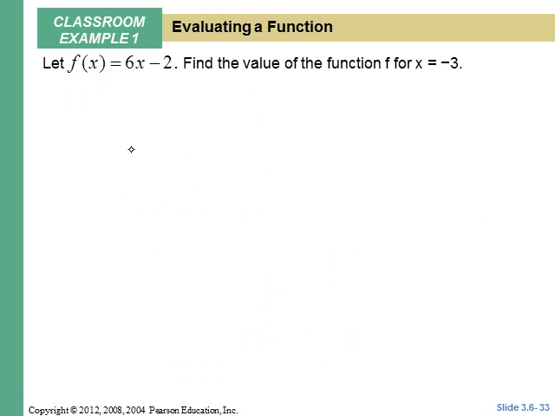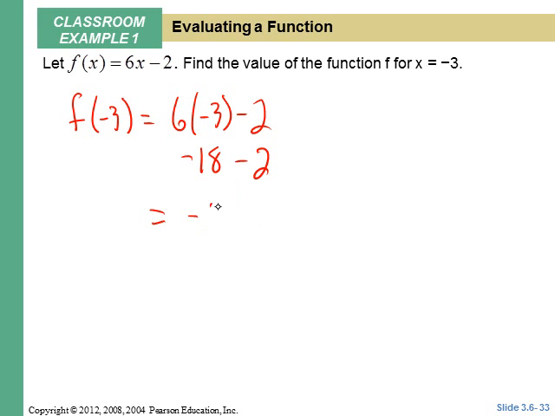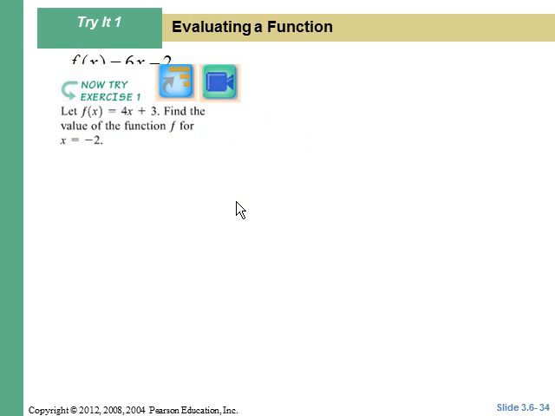So if this is our function, find f of negative 3. Okay, so we're going to take 6 times negative 3 minus 2. 6 times negative 3 is negative 18, minus 2 more is negative 20. So you do this one.